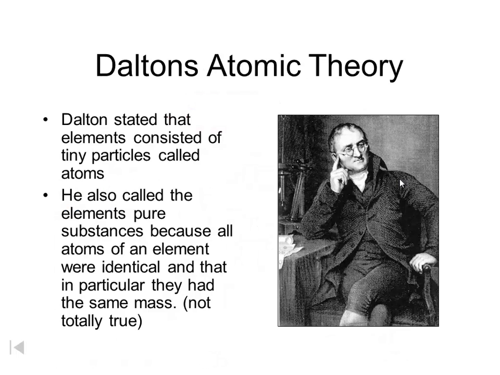So, Dalton's atomic theory basically said that elements consisted of atoms, and that atoms of the same mass were the same atom. That's actually not true, but at that point he had no way of testing otherwise. So that's how he identified them.